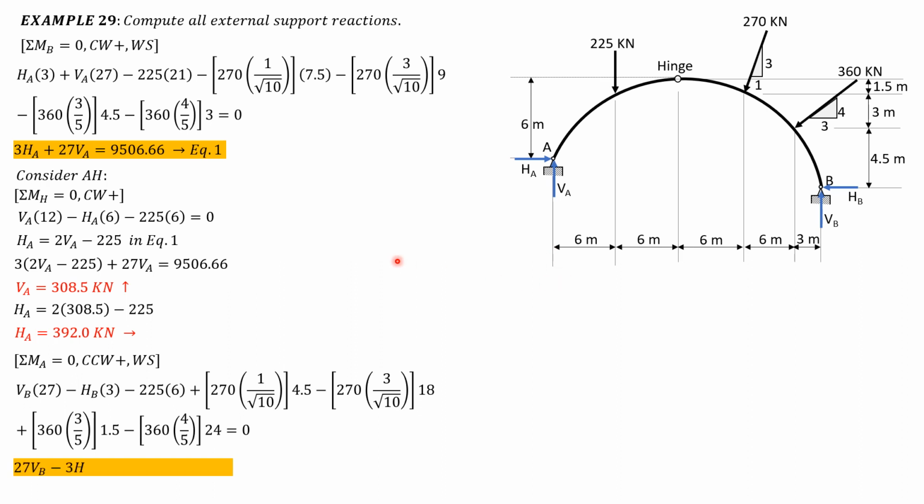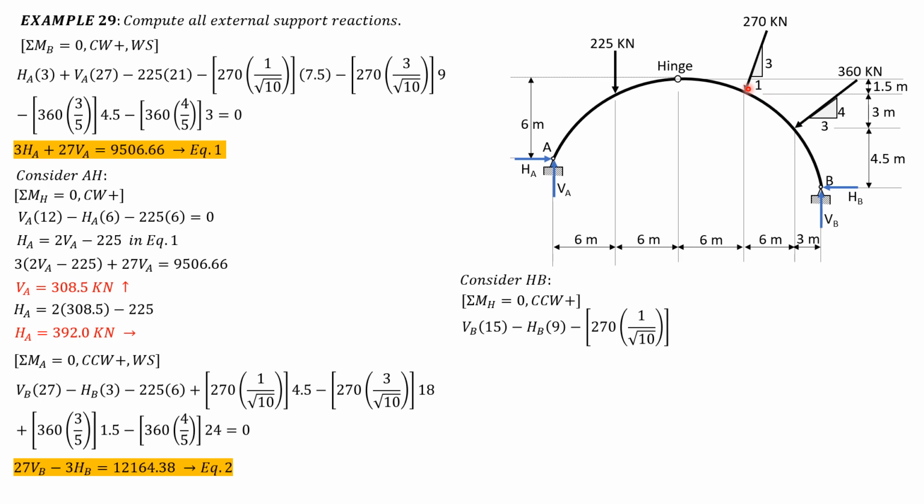So simplifying, 27 V sub B minus 3 HB equals 12,164.38. Call that equation 2. Then considering only the portion from the hinge to B, summation of moment about the hinge equals 0. Counterclockwise positive, so V sub B times 15 minus HB times 9.